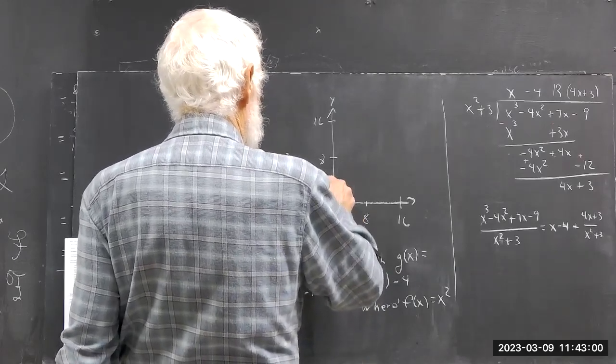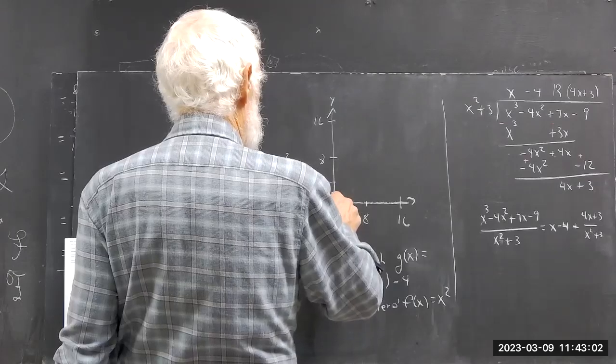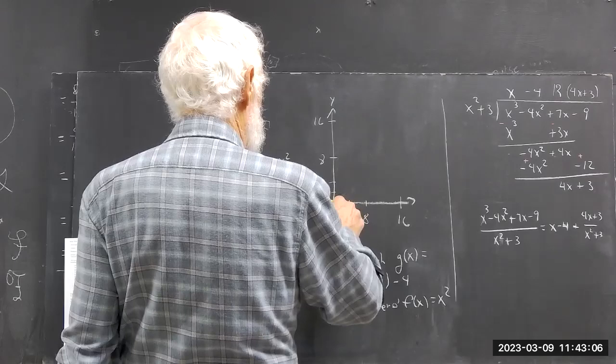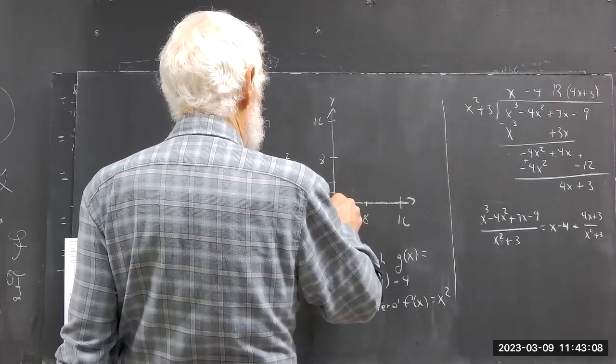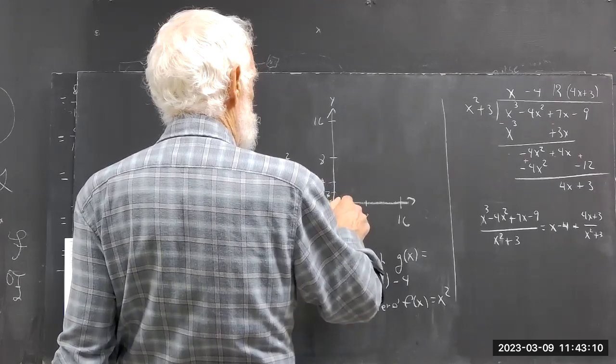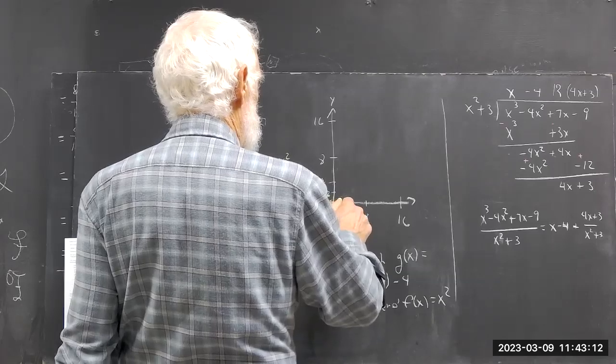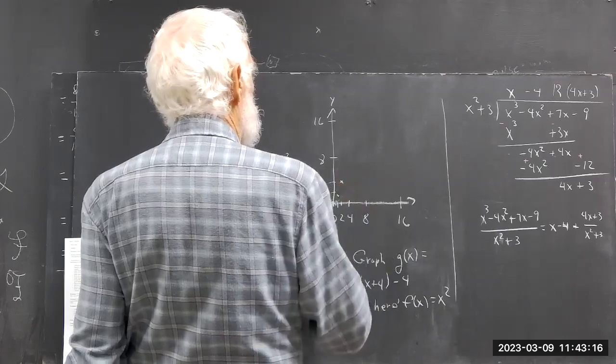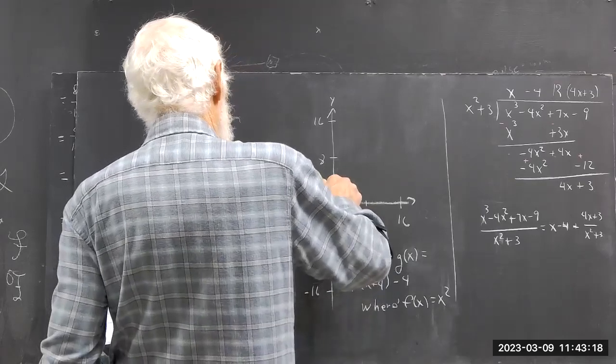I'm going to have a point here. I'm going to have a point here. I have the origin down here. And -1/2, 1 point like here, here, here, and here. On this scale, this graph looks very narrow.